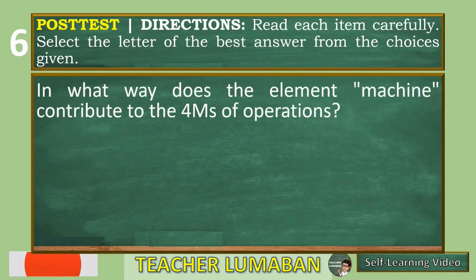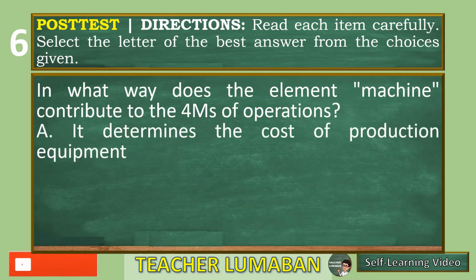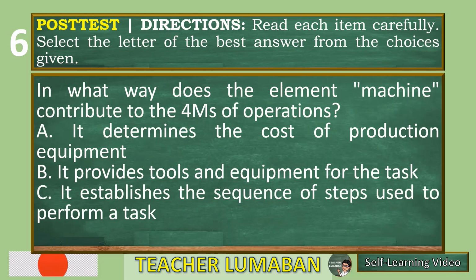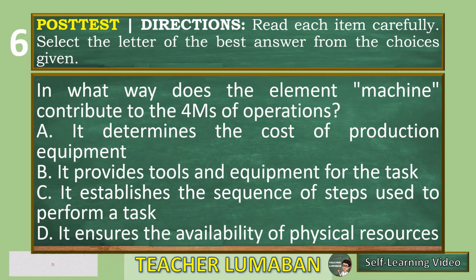In what way does the element machine contribute to the 4Ms of operations? A. It determines the cost of production equipment. B. It provides tools and equipment for the task. C. It establishes the sequence of steps used to perform a task. D. It ensures the availability of physical resources.